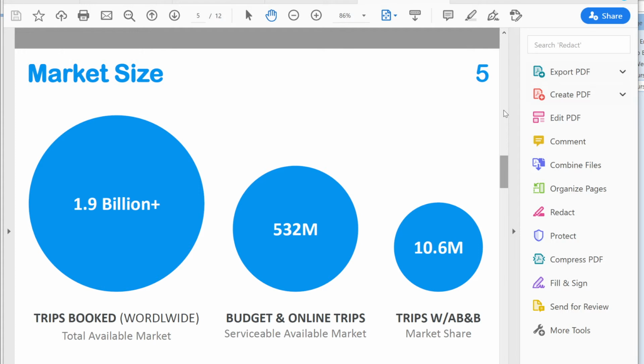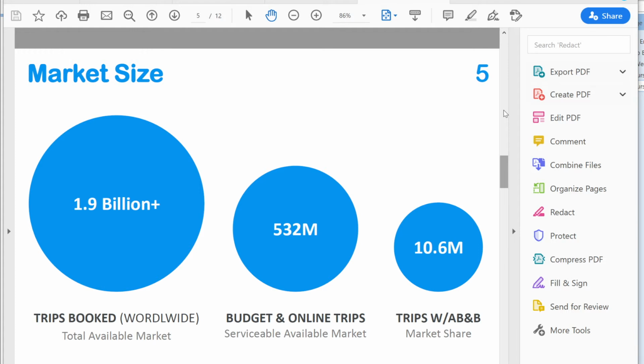Budget and online trips, serviceable available market. This is $532 million. That's roughly 1/4 of the total market. So I guess they decided that the budget and online market is 1/4 or 25% of the total market. Again, there's no information to say that that's the right estimate. But like I said to you guys before, if you don't know for sure and there's no adequate information, just make a guess. They guess that 1 out of 4 people will go online to book a hotel room and look for budget rooms. That seems reasonable. I have no way to really dispute that. So let's live with that.